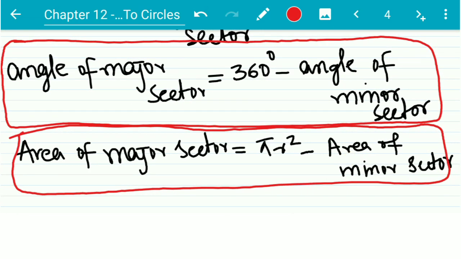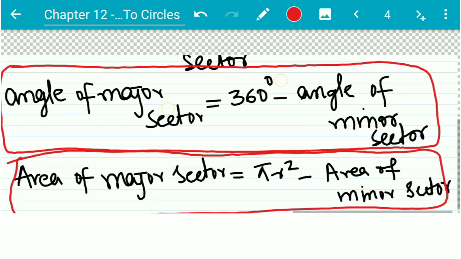Okay. So angle of major sector is equal to 360 degrees minus angle of minor sector. It can be the reverse also. Angle of minor sector is equal to 360 degrees minus angle of major sector. Second one is, area of the major sector is equal to pi r square minus area of minor sector. Or you can write area of minor sector is equal to pi r square minus area of major sector. So this is all about the sector.